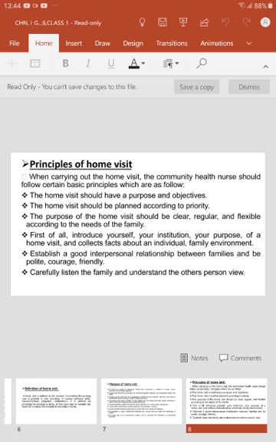Next, carefully listen to the family and understand their personal views. Once you ask a question, they will tell you in detail all their problems, and you should understand one by one, listening and understanding.